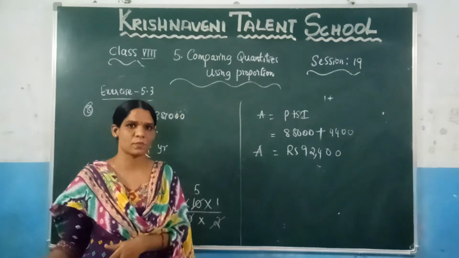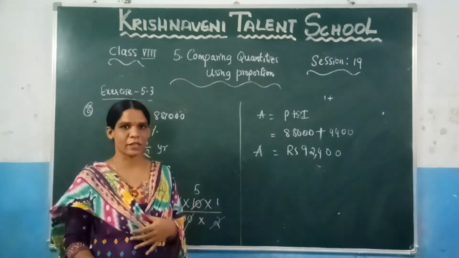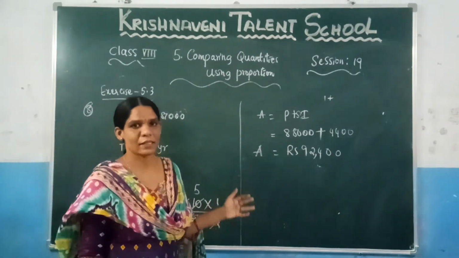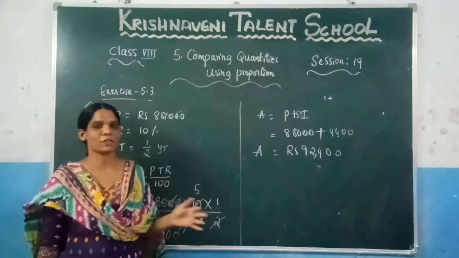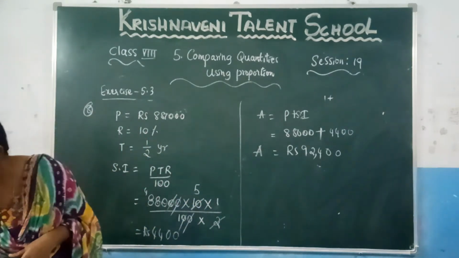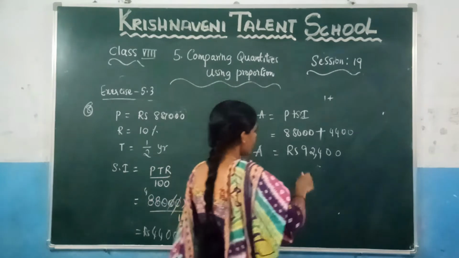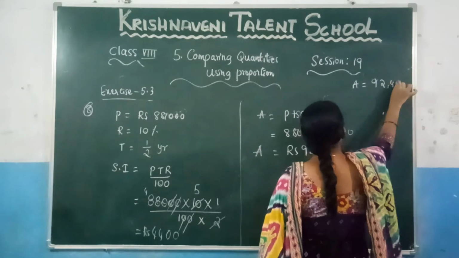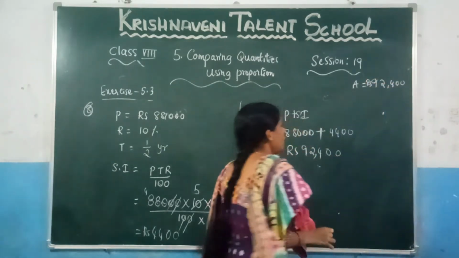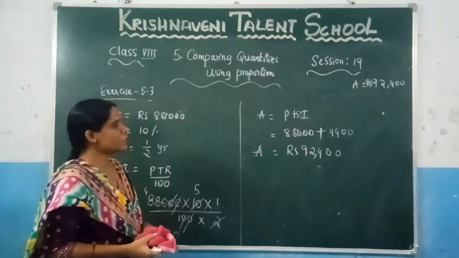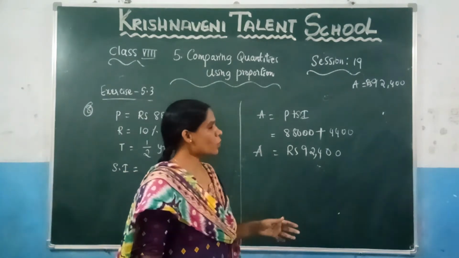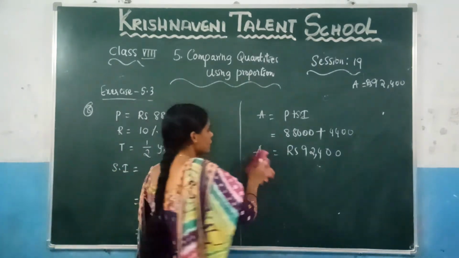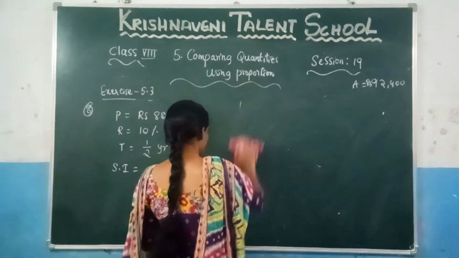Suppose the interest is compounded half yearly, that means the interest is calculated every 6 months, 6 months, like that. What should be the amount you need to calculate? Here we have calculated for the 1 year, right? So let us see what we are getting if the interest is compounded half yearly. So I am writing this one to remember: 92,400. We have calculated the amount if the interest is compounded annually. We got 92,400. Let us calculate if the interest is compounded half yearly.